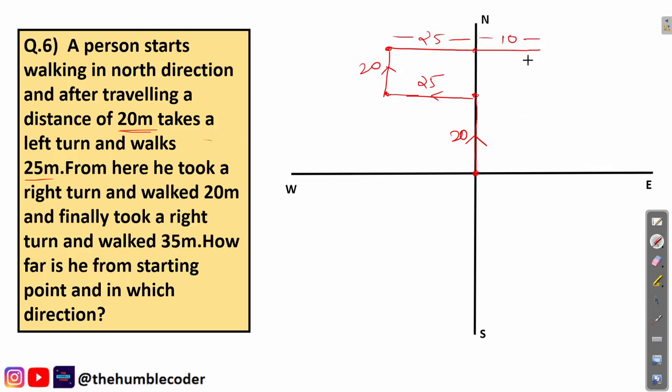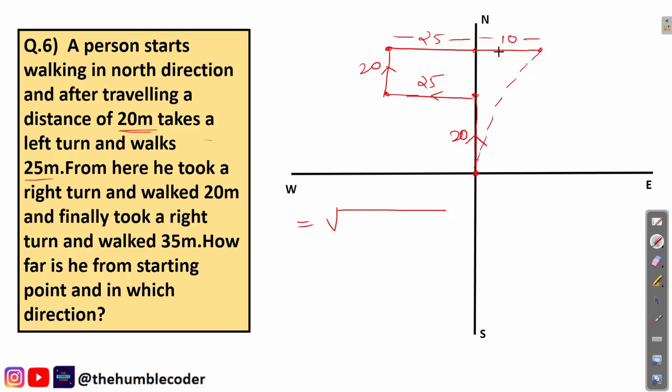How far is he from the starting point? So we need to find out this distance. So this is the triangle that we need to find out. Let me quickly revise the diagram first, because I'm a bit confused whether I've created it correctly or not. A person starts walking in the north direction and after traveling a distance of 20 meters, first of all he has traveled in the north direction, then he took a left turn and walks 25 meters, and from here he took a right turn and walks 20 meters, and finally took a right turn and walked 35 meters. So okay, right, we have created the diagram correctly. So let's now find out this distance.